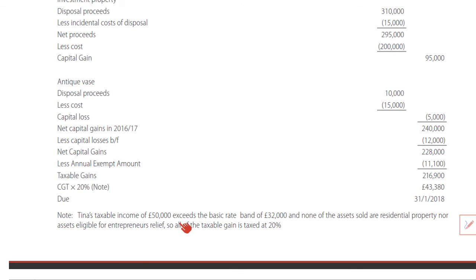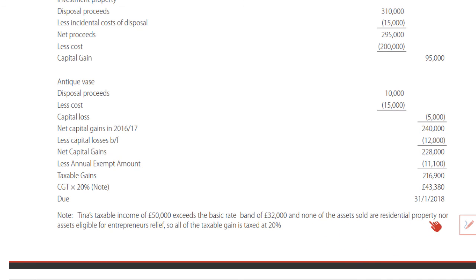If you're doing it in section C, then you will explain, of course, the basis of the use of the tax rates. Tina's taxable income of £50,000 exceeds, as we know, the basic rate band of £32,000. Check. Were there any personal pension contributions paid? Were there any gift aid payments made? Did we need to extend that basic rate band limit? Well, no, there weren't, and even if we had extended it, unless it went above £50,000, it's a higher rate taxpayer that we're dealing with.